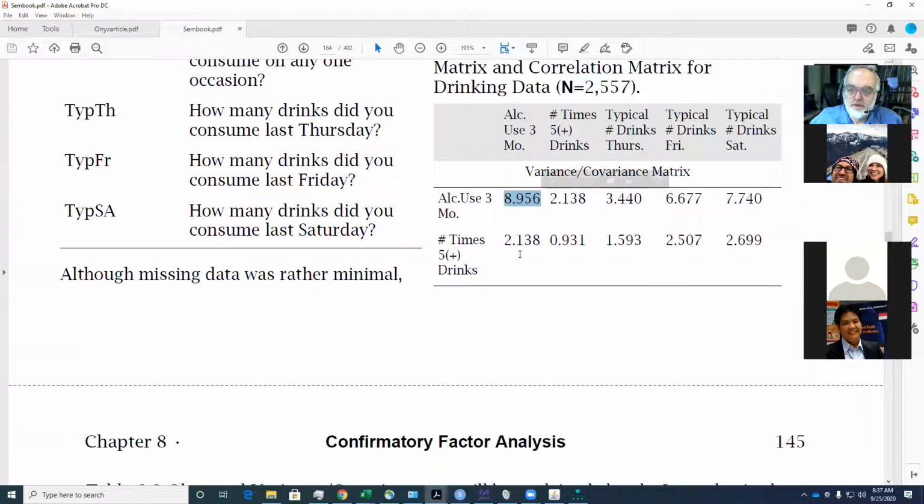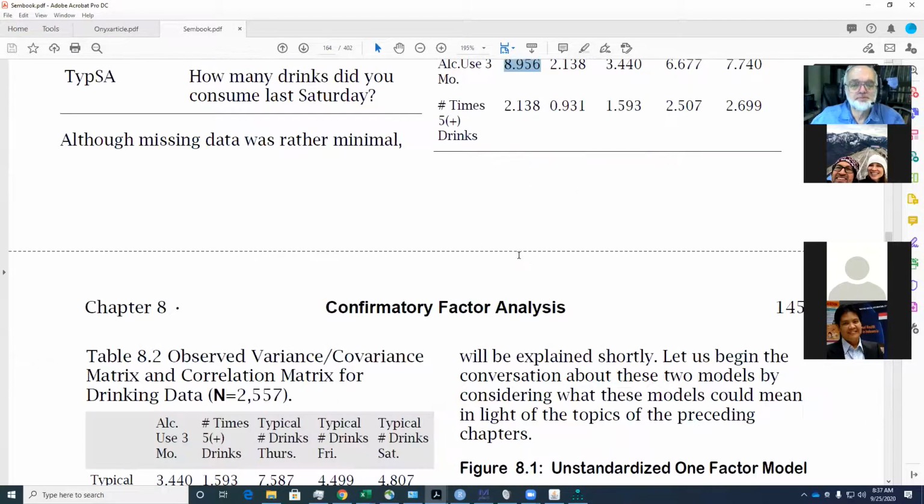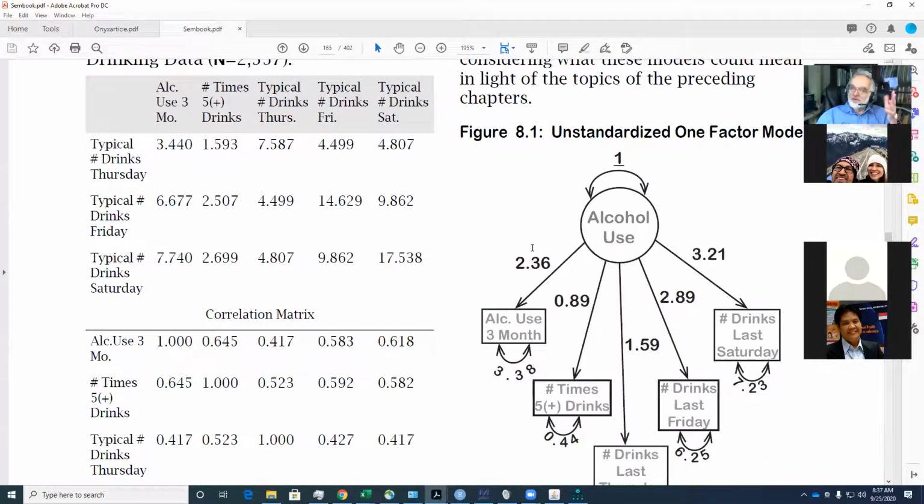8.956. Now, if you're sitting down doing the calculator, if you've got your calculator on the side and you're verifying that, you're not going to get exactly that number. We'll talk about that in a moment. It's going to be close, but it's not going to be exact.